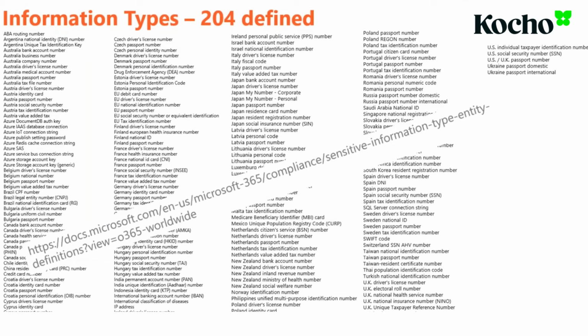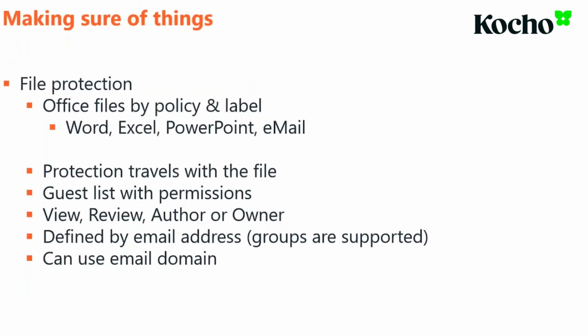But once we've identified these files and we've identified that there is sensitive information in there that shouldn't be seen outside of the organization, then we may want to add in file protection. File protection means taking the content of a Word, Excel, PowerPoint, or email and encrypting it, making sure that the key to unlock that encryption is only available to specific users. That means the protection that we're using travels with the file.